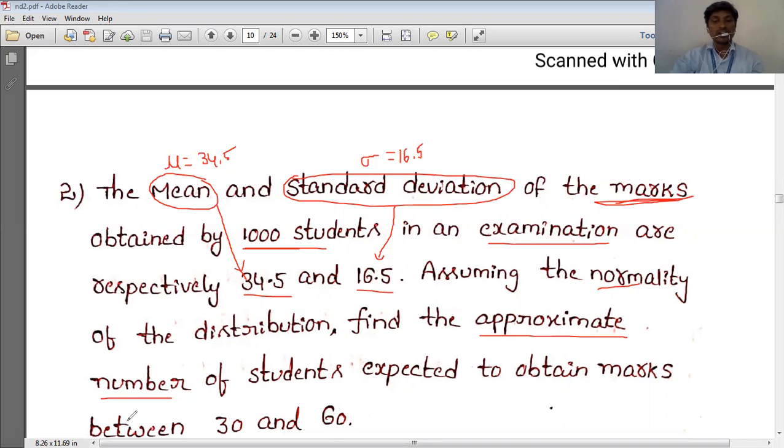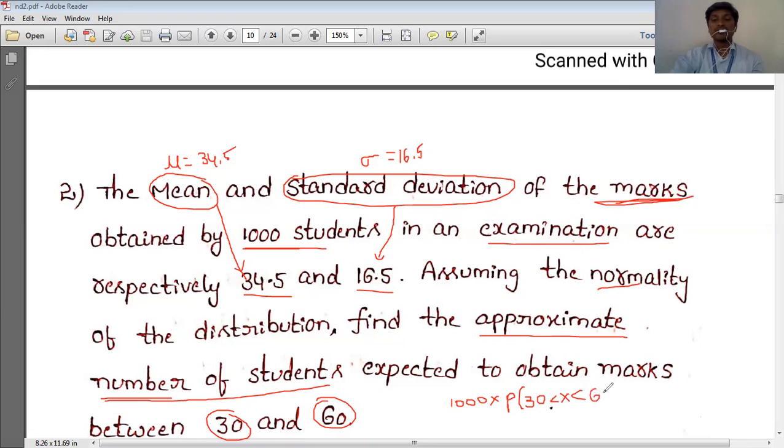In the same way, here they're asking to find the number of students who got marks in the exam between 30 and 60. So this is what they asked. We already know the number of students, 1,000, and since it is approximate, we are going to calculate a probability. So P of between which marks, 30 and 60. It means 30 less than x less than 60.